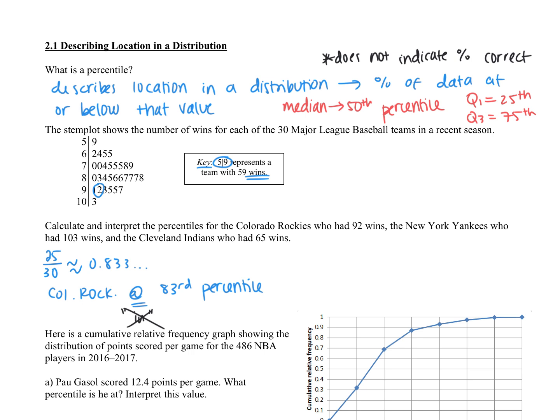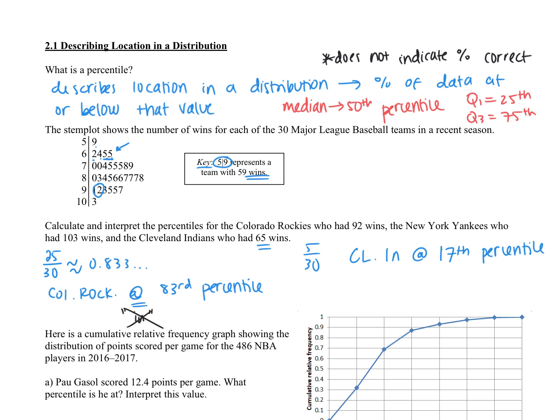We're going to go on to the Cleveland Indians, though, that had 65 wins. So the difference here is we notice that there are 2 65s. Pick either one. Doesn't really matter. I'm going to choose that second one. So we have then 1, 2, 3, 4, 5. So if we take 5 out of 30, we can say that the Cleveland Indians are at about the 17th percentile. On a multiple choice question, I would not give you options of 5 out of 30 or 4 out of 30. Either one will be acceptable.